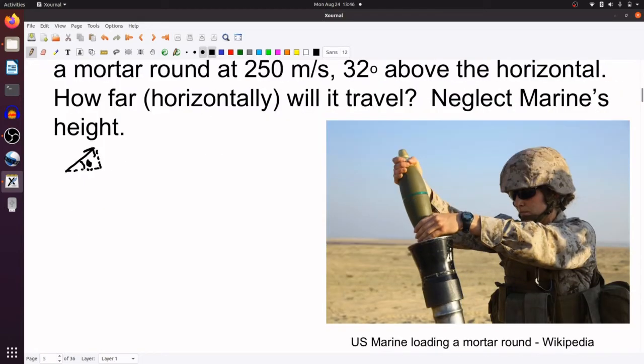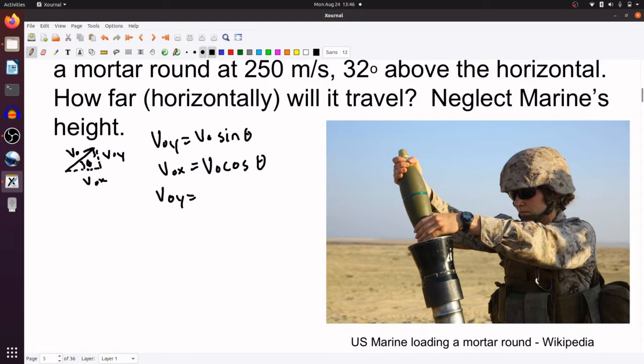250 meters a second. That's our V naught. That's going to be this side of my triangle. We need to find the vertical velocity, V naught y, and the horizontal velocity, V naught x. So V naught y, if you recall, is going to be V naught sine of theta. And V naught x is going to be V naught cosine of theta. But this time we have an angle. Oh, yes, we do. So V naught y is going to be 250, and that's a reasonable value.